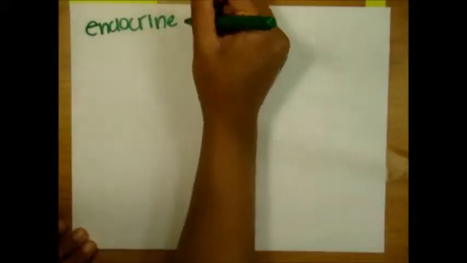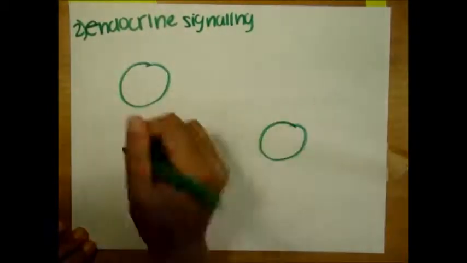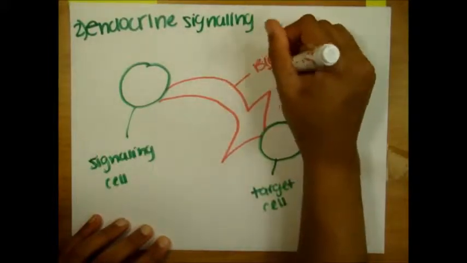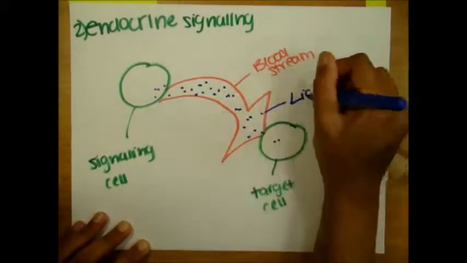Endocrine signaling occurs when a signaling cell targets a distant cell through the bloodstream and produces a long-lasting response. Hydrophobic ligands can penetrate through the plasma membrane. Hormones are present in small concentrations in the blood.